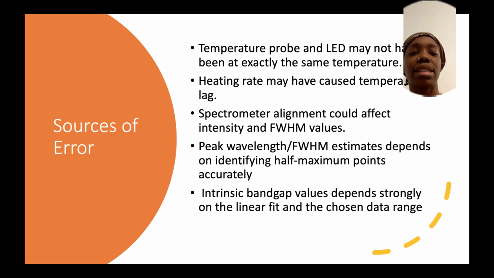For the optical analysis, spectrometer alignment could have affected the intensity and the shape of the emission peak if the fiber optic cable was moved a little too close or was not aligned directly or consistently with the sensor. The peak intensity and the FWHM values could have been affected by that. There is also some uncertainty in determining FWHM because the half-maximum points may fall in between the measured wavelength values and require some estimation or interpolation. That is the end of my presentation.